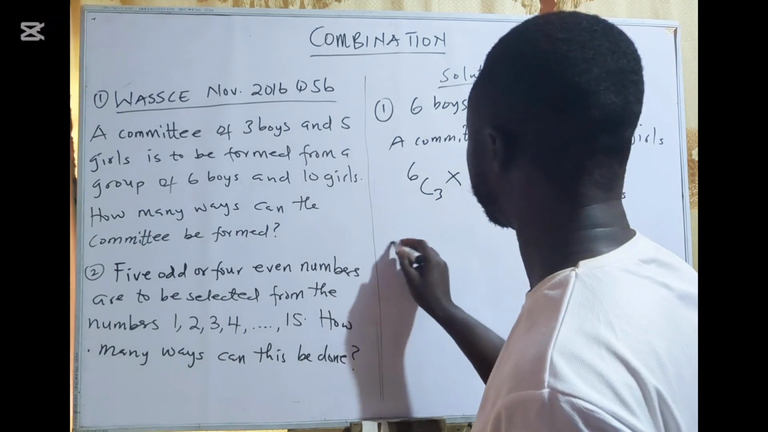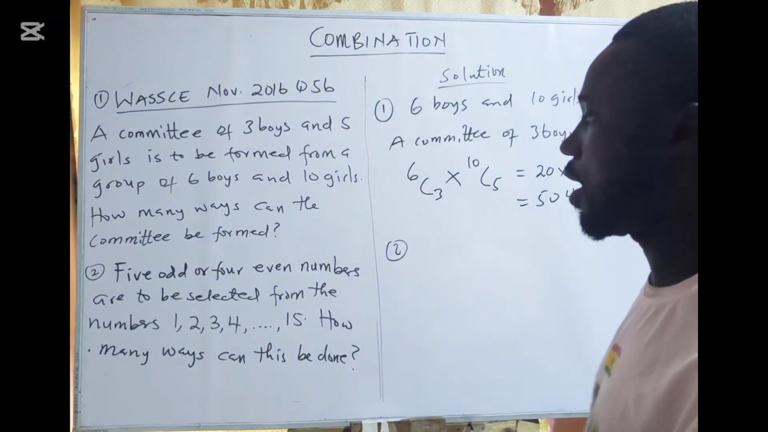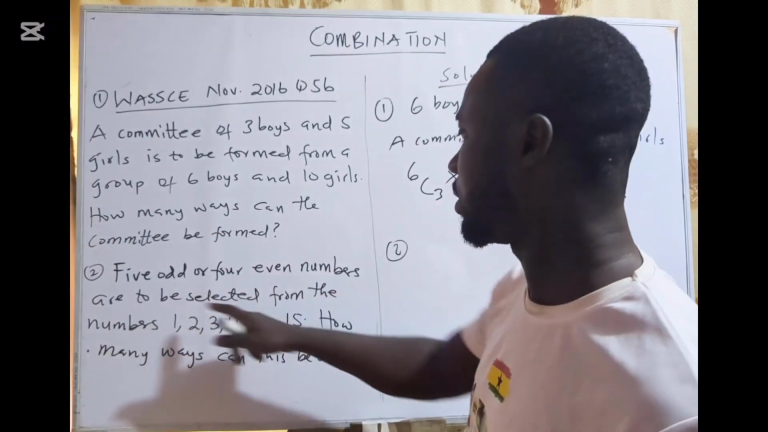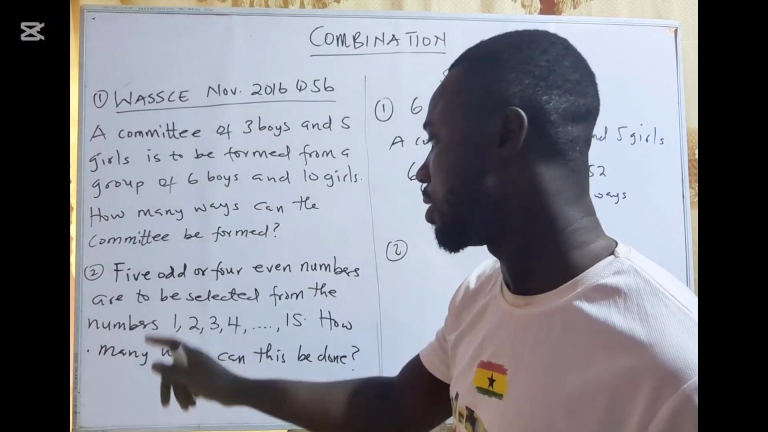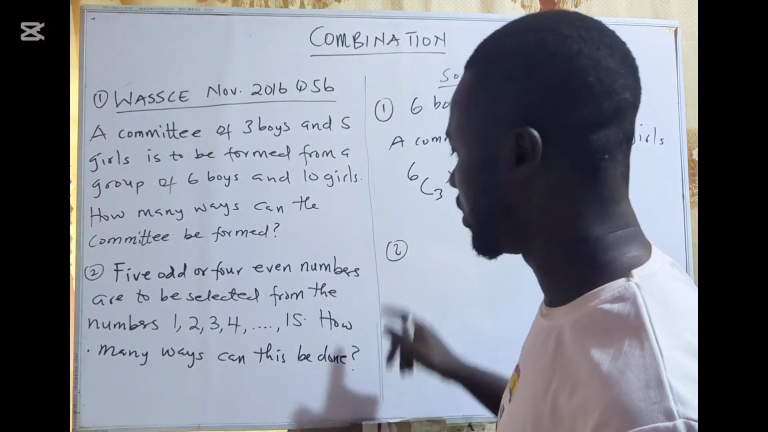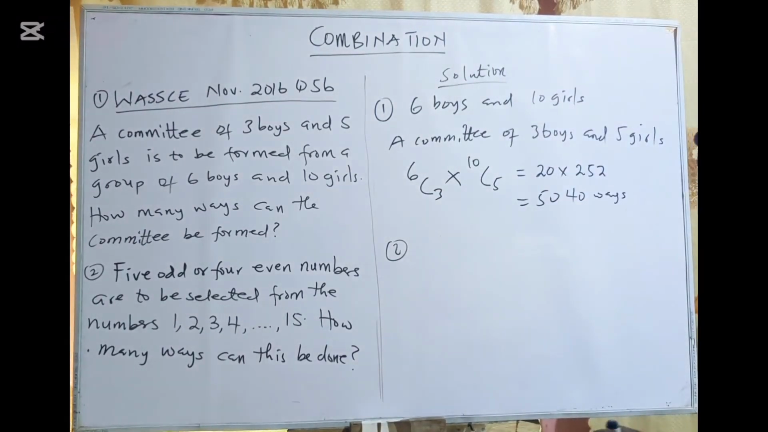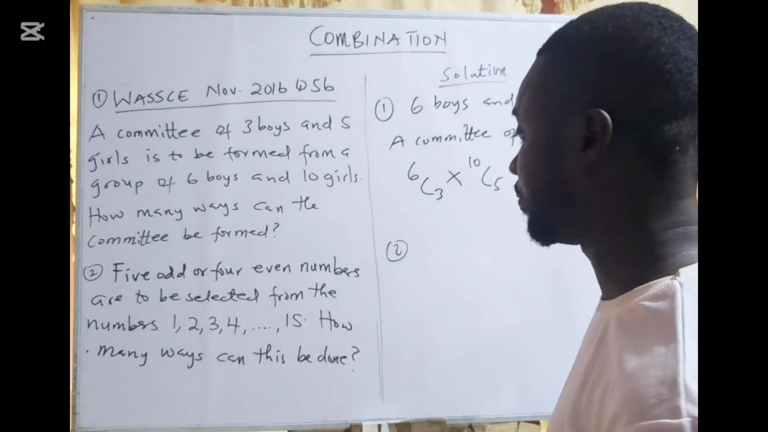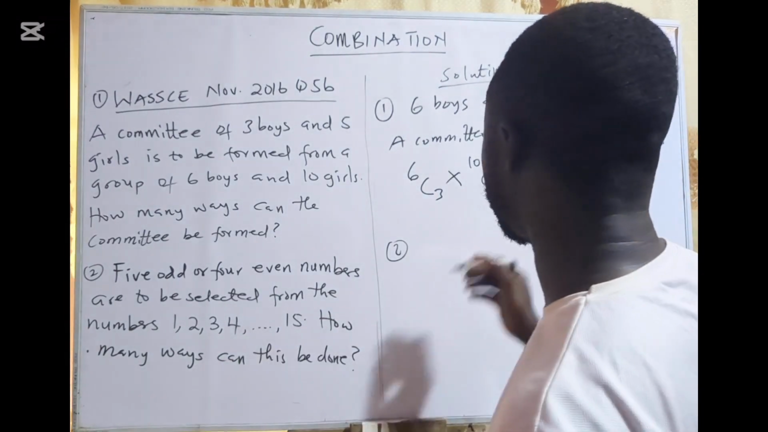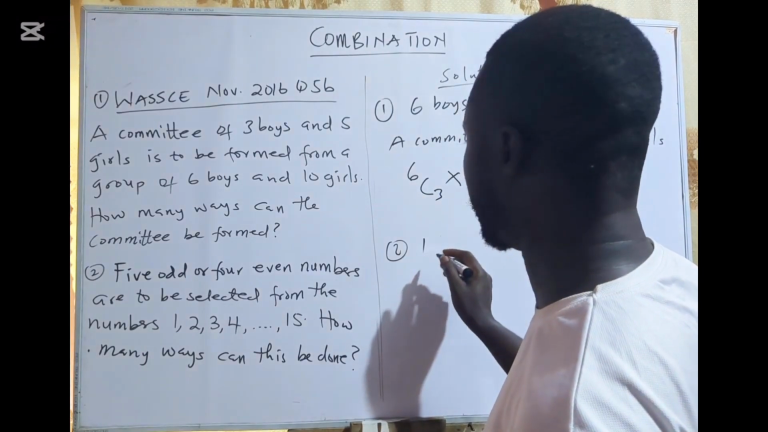Alright, number 2. 5 odd numbers or 4 even numbers are to be selected from the numbers 1, 2, 3, 4 up to 15. How many ways can this be done? Alright, so I'm just to select. Okay, here no arrangement. So this talks about combination. Okay, so if I'm just to select, then 1 to 15. So let me list my set for the numbers.